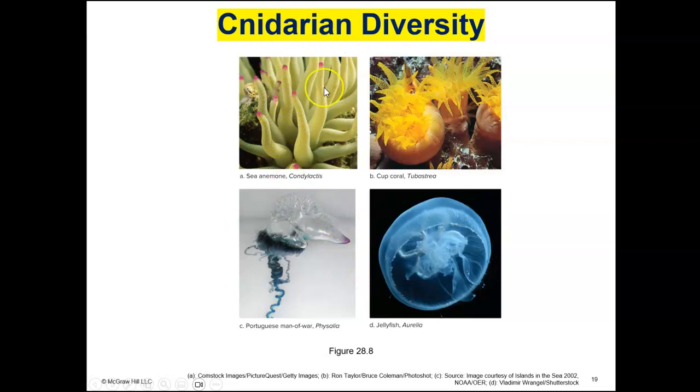So here we see pictures of a sea anemone, a cup coral. It's rare that we ever see the animal that lives inside the coral. And here we see a Portuguese man-of-war, which is actually a colony of individuals rather than one single animal. Then we have a jellyfish.